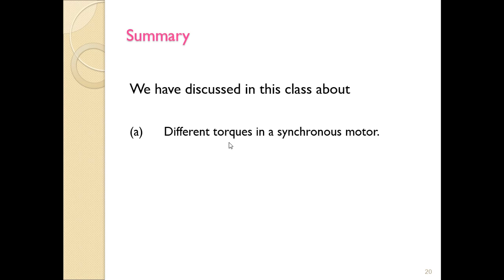And next, the third one is running torque. The torque available at the time of running condition is called running torque. And the fourth one, pull-out torque. The pull-out torque is the torque when the motor pulls out from synchronism, that is when the locking between the stator and rotor magnetic poles is broken. That is called pull-out torque. So that is four torques: starting torque, pull-in torque, running torque, pull-out torque.